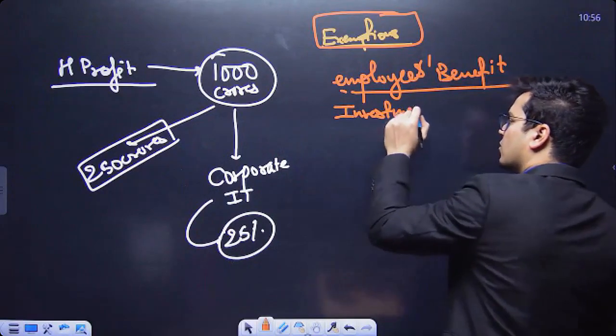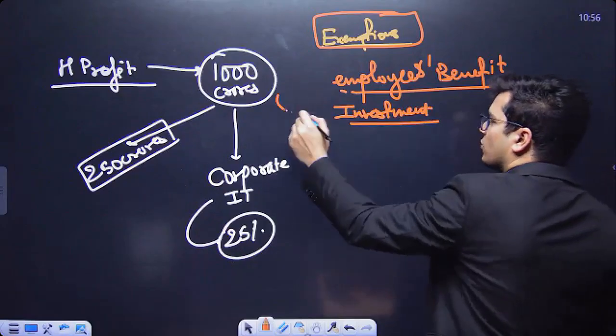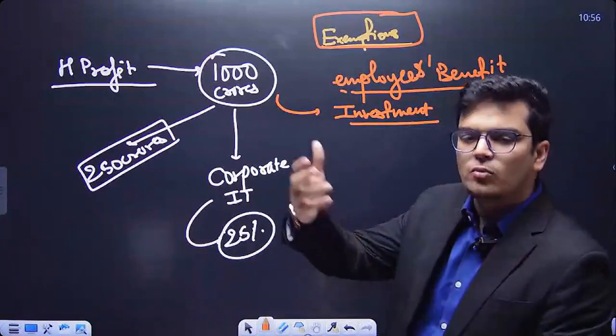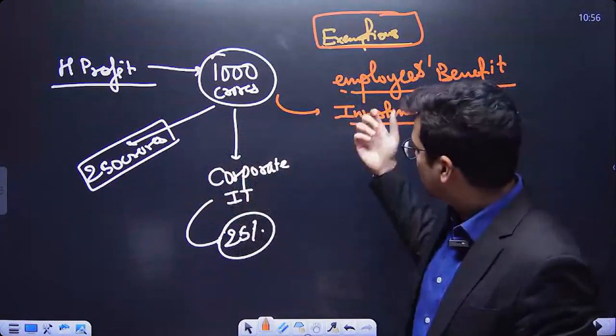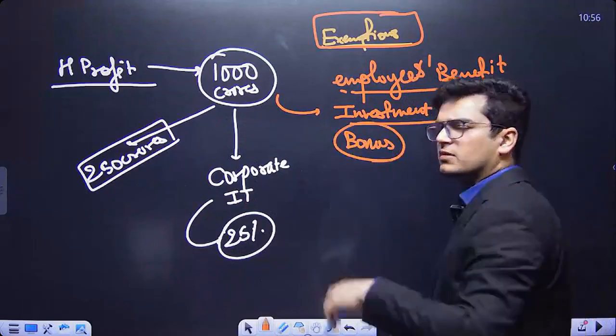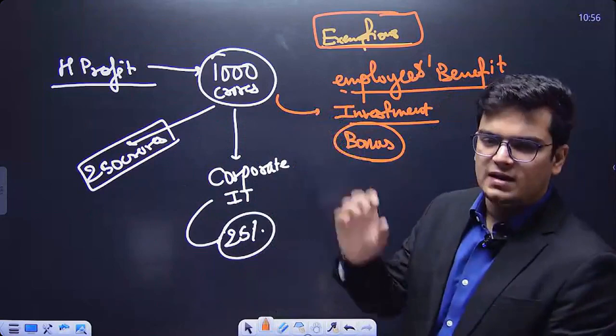Haldiram says that out of this 1000 crores, we are going to invest 200 crores in opening a new branch. On investment, on bonuses given, on certain bonuses. Details are not important, just an example.